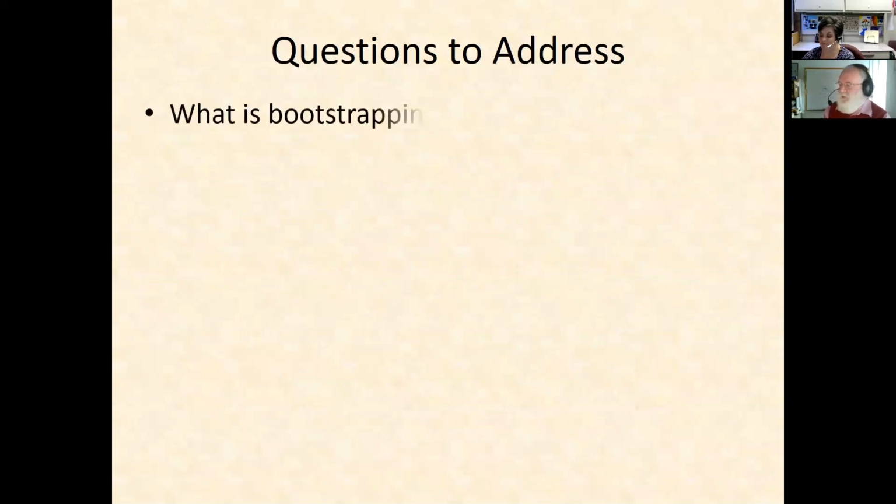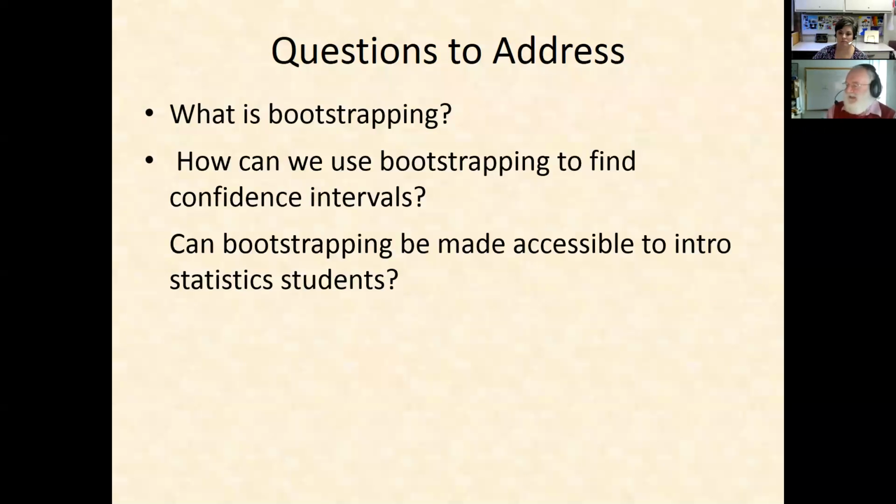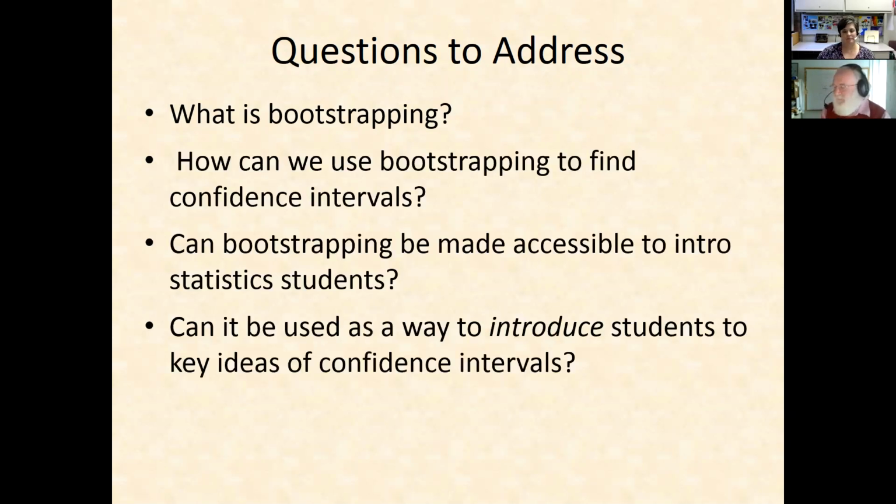Okay, so some of the questions I want to address: what's bootstrapping? Maybe not something you're necessarily familiar with. So what is it? How can we use a bootstrap distribution to find a confidence interval? And then I'll let you think a little bit about whether bootstrapping can really be made accessible to intro stat students, and even more, whether that can be the way to introduce students to the key idea of confidence intervals.